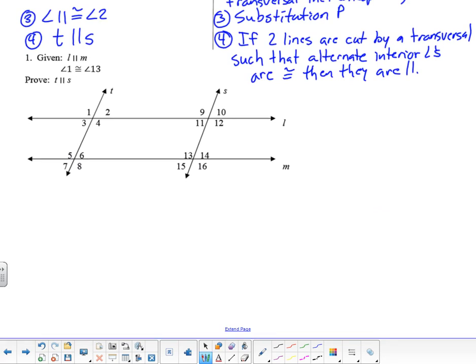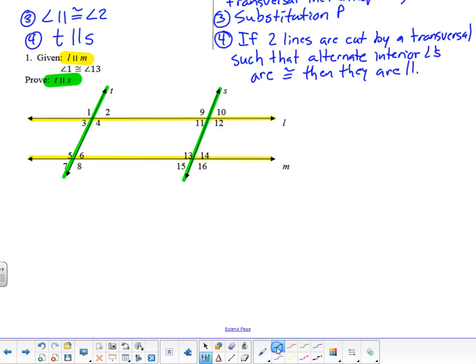We're going to do one more of these type, and then we're going to jump into ones that use same side interior angles. Let me see if I can get my highlighters right. Given L parallel to M, this is our given, and I want to prove T parallel to S. This is our prove.